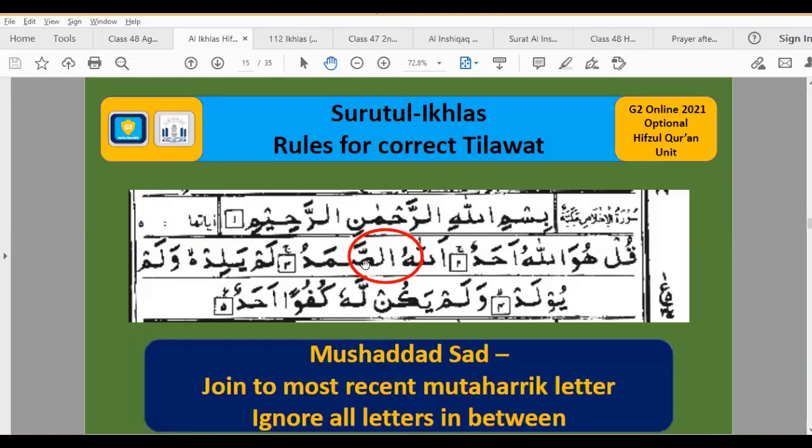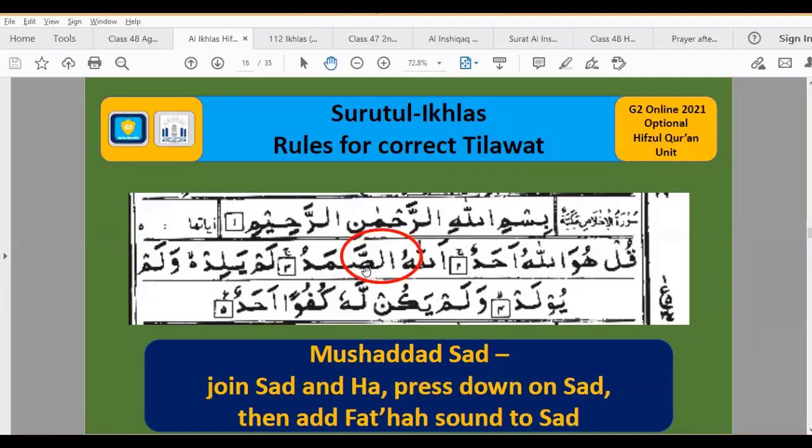Now, the sod is a mushaddad letter. It has a shadda on it. So it will join onto the most recent mutaharrik letter, which is the ha. As we've just seen, ha has a dhamma on it. So it will join onto the ha, and the letters in between, for example this alif, this lam, will be ignored in our recitation. So the ha will join onto the sod mushaddad, and we have to press down on the sod mushaddad, really pressing down, making sure you're joining both those letters with force.